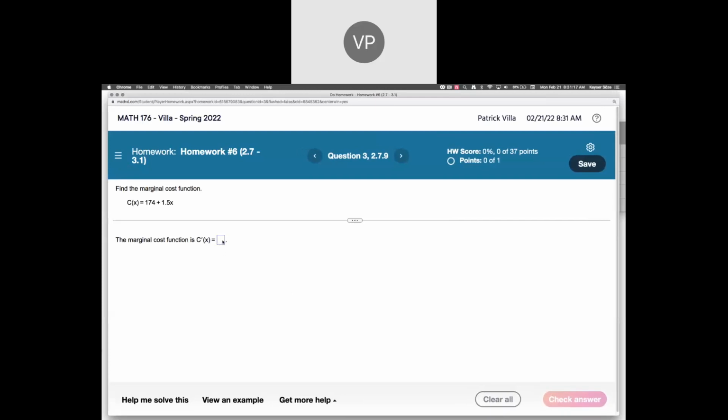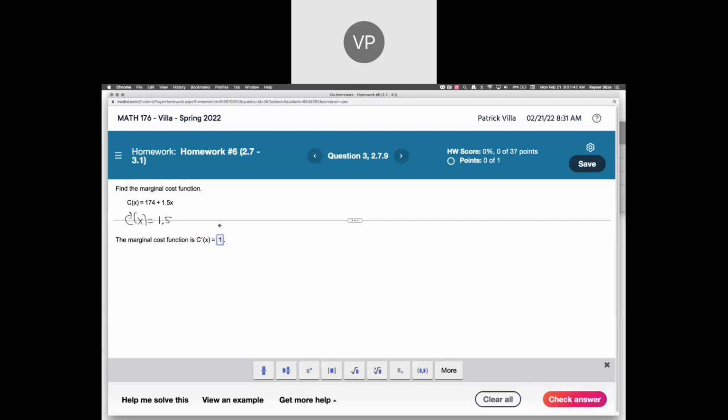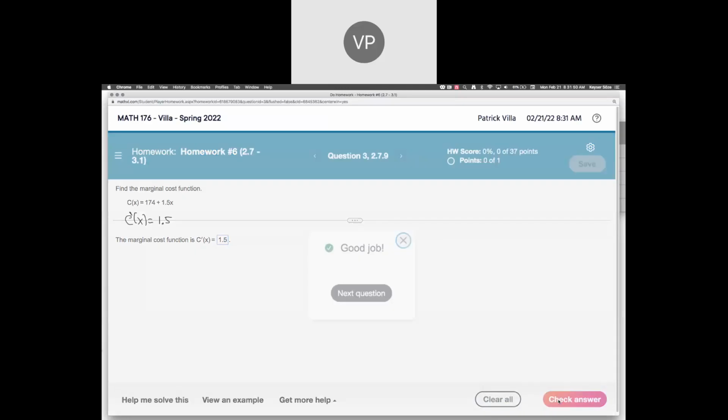All right, so they want us to find the marginal cost function. Remember, here's the cost function. Marginal is, let's find the derivative of that. And I can do this in my head. You can do this in your head, but I'll just show it just in case. We're taking that cost function right there. We're going to take the derivative of that. So we take c prime of x, and we get the derivative of 174 is nothing. The derivative of 1.5x is just 1.5. So that should be our answer.